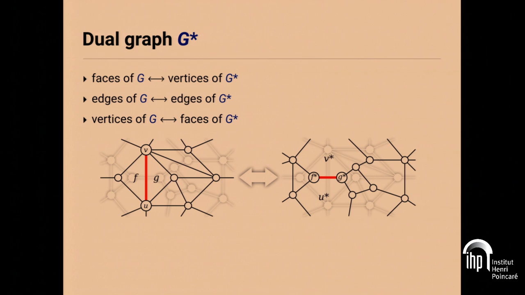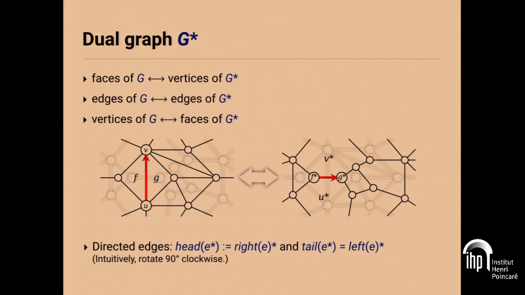Let me remember that there's this dual graph whose vertices correspond to faces, whose faces correspond to vertices, and edges go back and forth. Because I'm dealing with flows which have a direction, I actually need to think about the duality between directed planar graphs. I'm going to establish a standard that every directed edge goes from its tail to its head, and it has a left side and a right side, which are faces on either side of it. The way to dualize this is to say the head of the dual edge is the same as the right shore of the primal edge, and the tail of the dual edge is the same as the left shore of the primal edge.